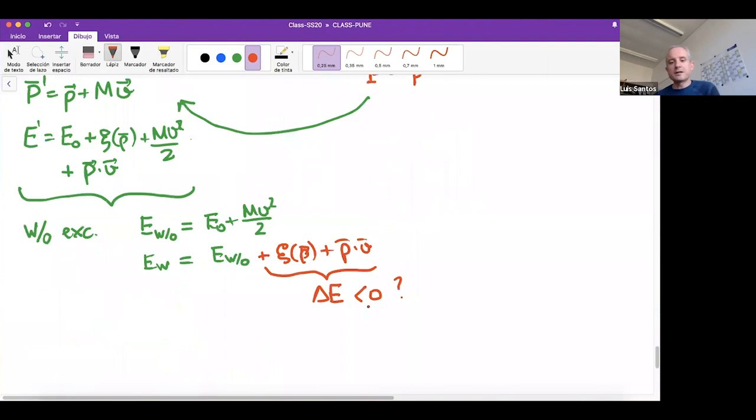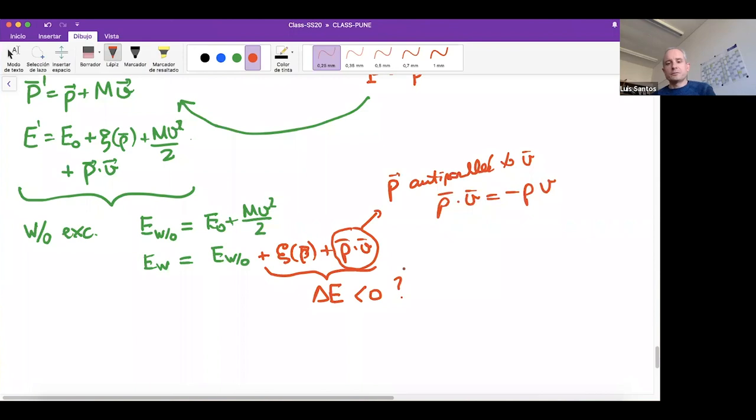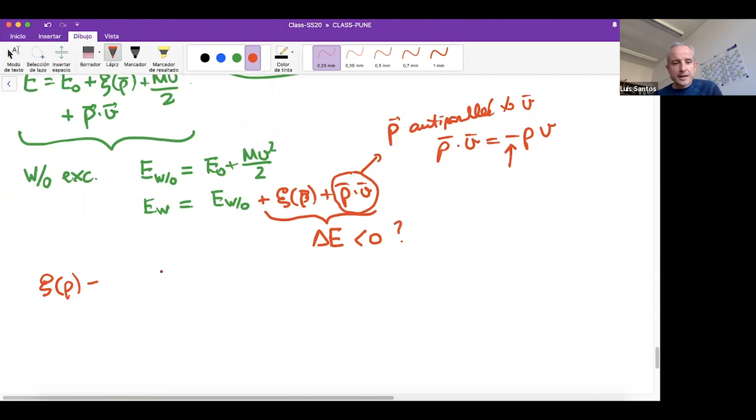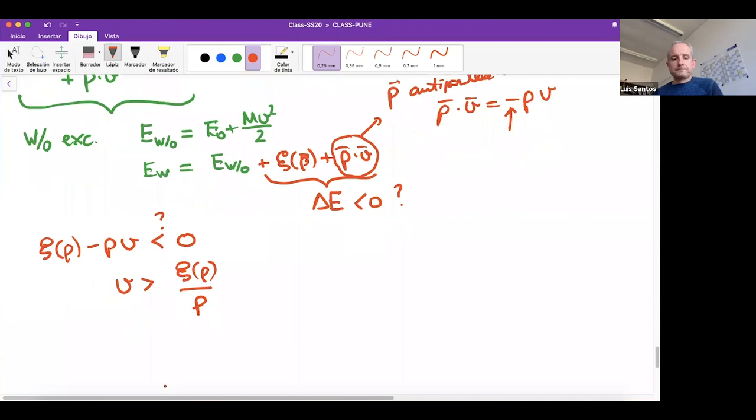And now the question is whether this is the case. The best case in order to have delta E smaller than zero is that P is antiparallel to V, such that P times V is minus PV, because in this way I get directly a minus sign in front. So I get something like this, and now I ask myself whether this can be smaller than zero. This means that V has to be larger than this number. So if the fluid velocity is larger than this critical number, I can create excitations with a momentum P spontaneously.